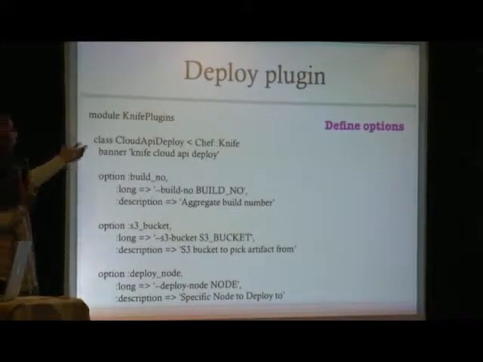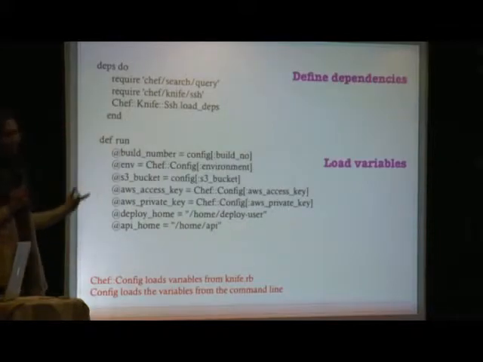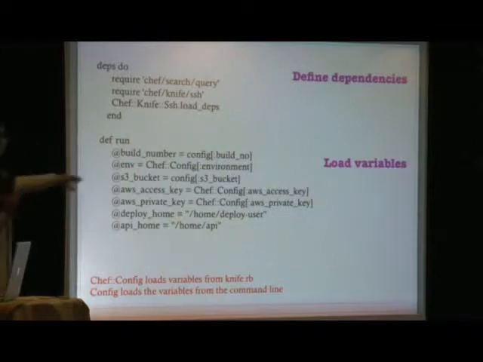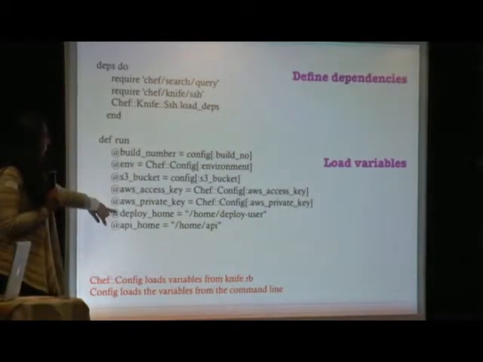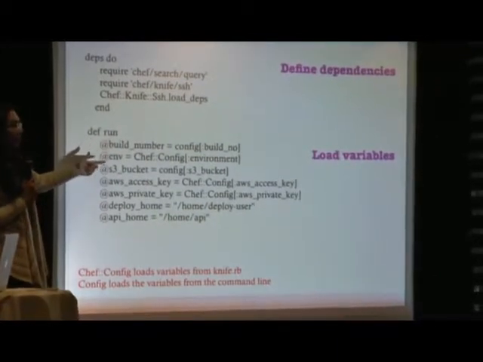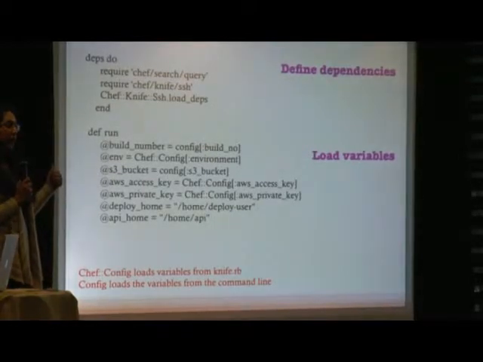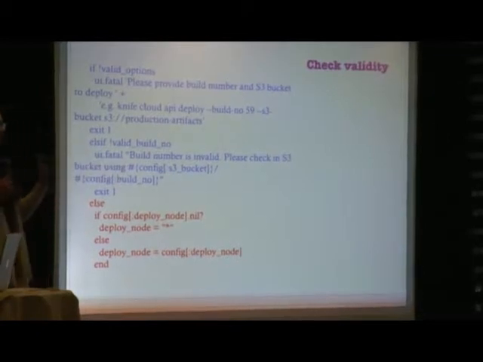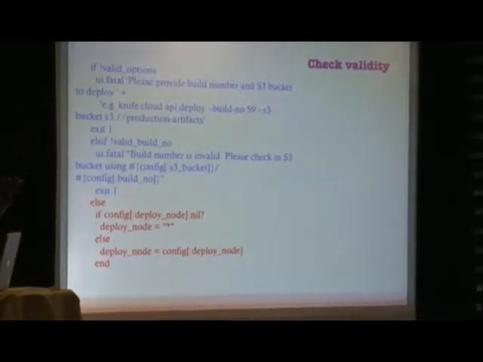For the deploy, you write a class that refers to the Knife module, and you define certain options. These are the options that we picked up. The ones that say chef config are picked up from the knife.rb file, and I'll be showing the file at the very end. And the ones that say config would be picking up your variables from your command line.